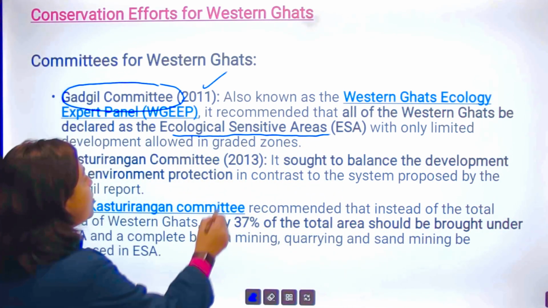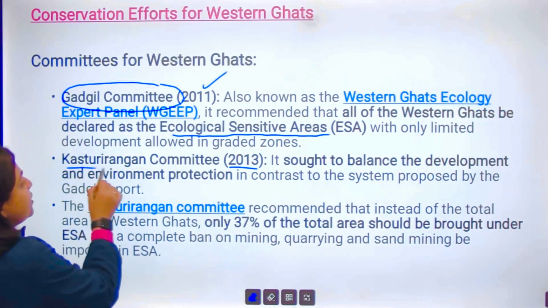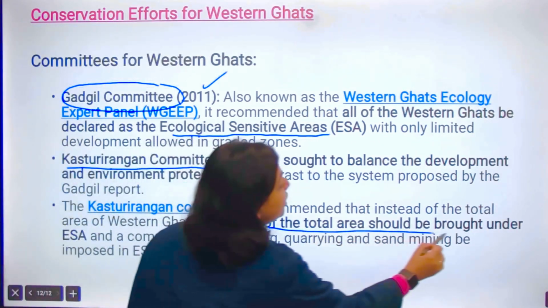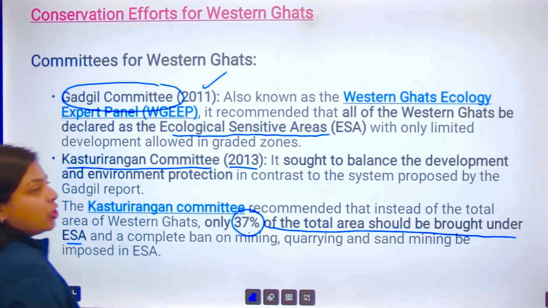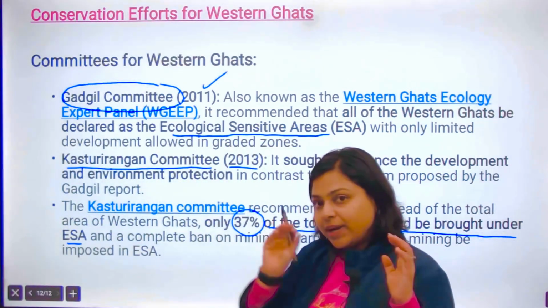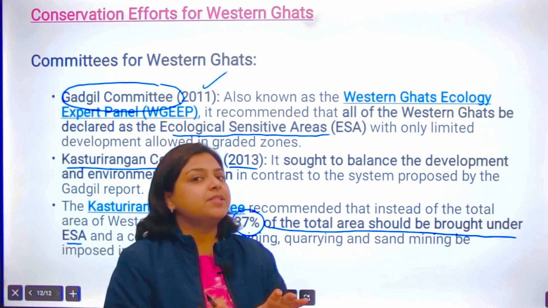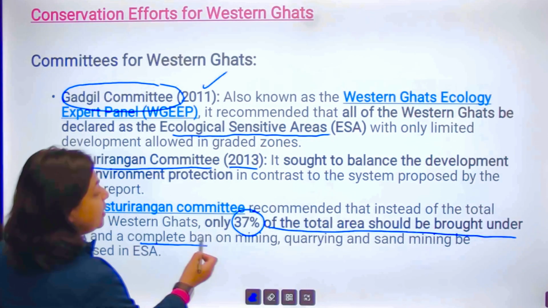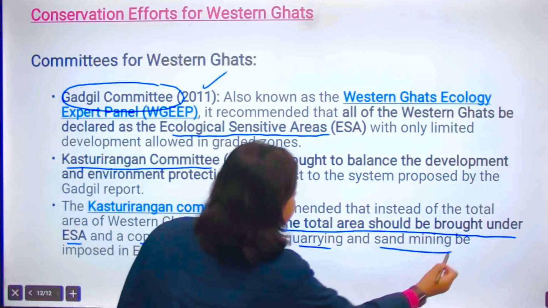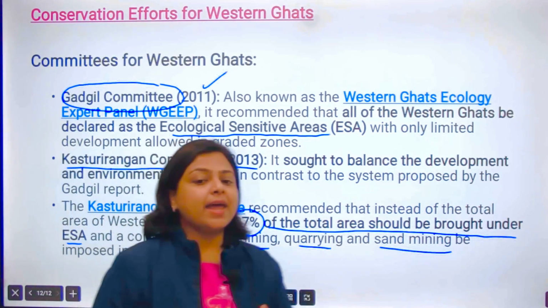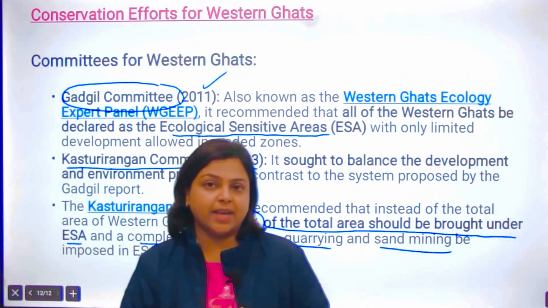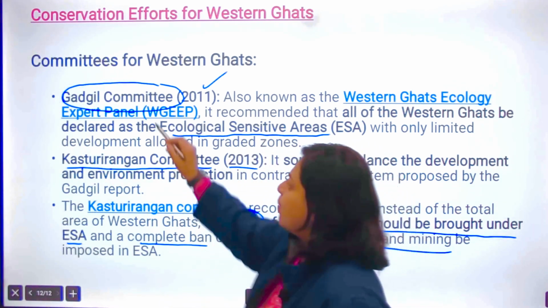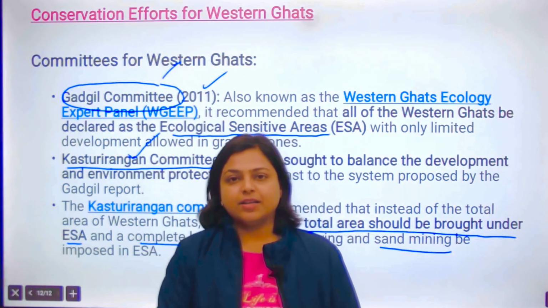Next, in 2013, another committee was appointed, the Kasturirangan Committee, and this committee said that only 37% of the total area should be brought under the ecologically sensitive area. But if it is only 37% and not the whole, then what extra do we have to do? We have to completely ban mining, quarrying and sand mining. Then only will this 37% help in some way. You have to remember the names of these two committees, the Gadgil Committee and the Kasturirangan Committee.